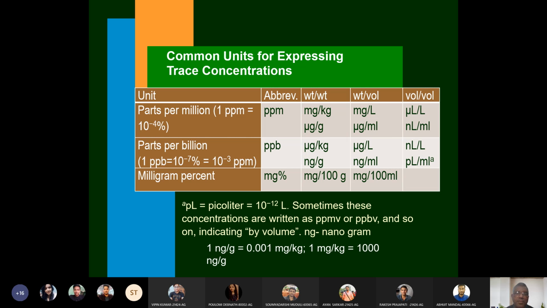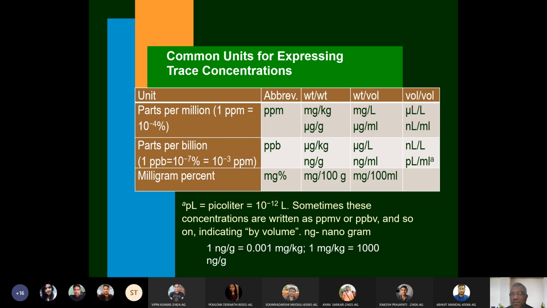Then weight by volume means weight in milligram, volume in liter. So it is milligram per liter. Again, it is ppm, or you can write microgram per ml. That means if I say a substance is 20 milligram per liter, it can be 20 microgram per ml. Am I correct or not? Yes, it is correct. Thank you. Next is volume by volume. Microliter per liter is equivalent to nanoliter per ml. If it is 30 microliter per liter, then it is 30 nanoliter per ml.